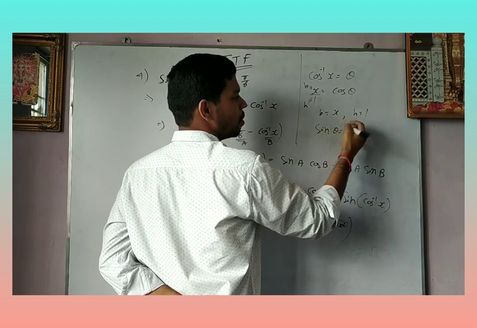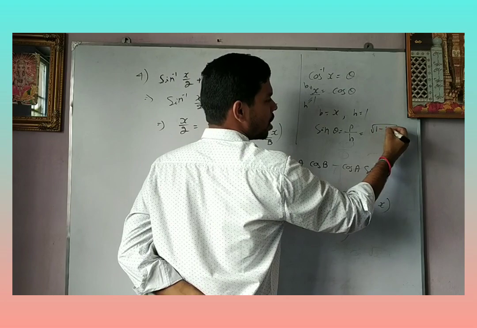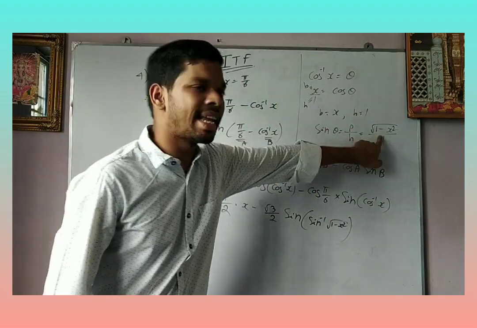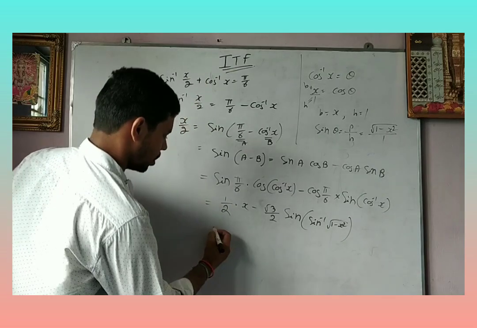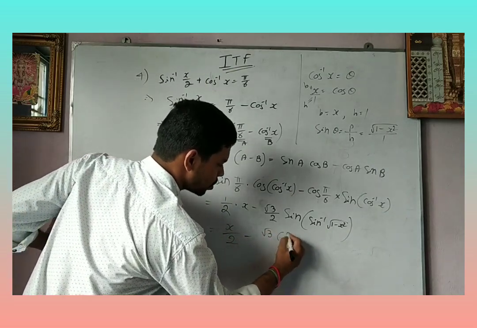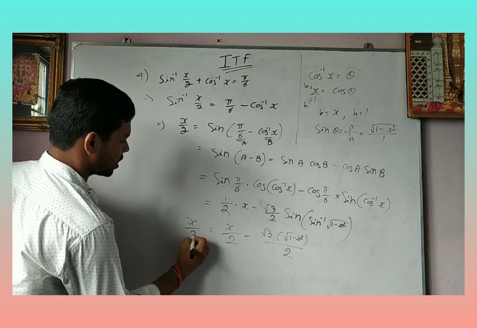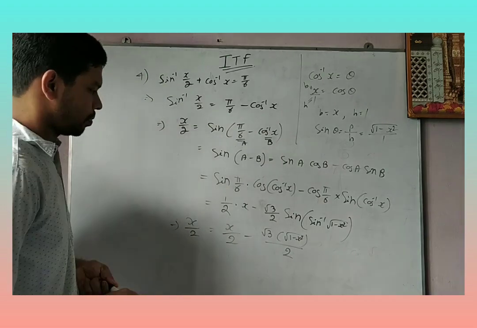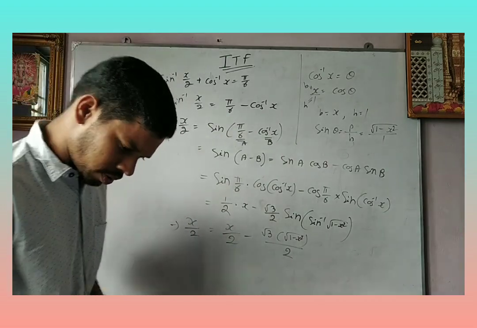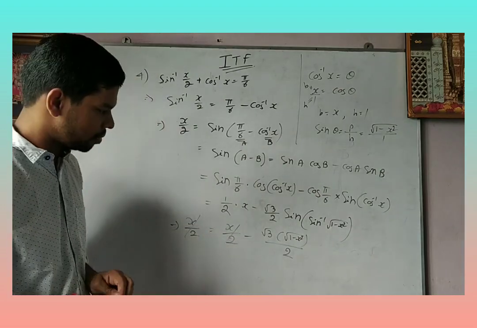Sin theta equal to p by h. P is root over 1 minus x square, and theta equal to sin inverse of that. Now this is our x by 2. This is our root 3 times root over 1 minus x square by 2. This is equal to x by 2. The x by 2 terms cancel with each other.